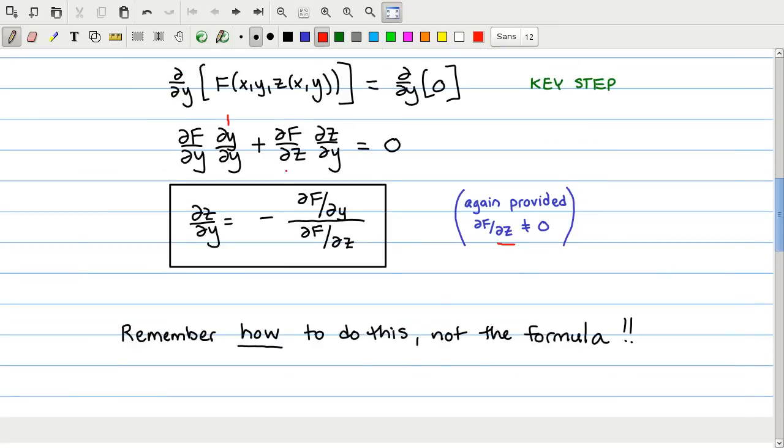Please do not remember these formulas, just remember how it was done. It is a waste of brain space to remember these formulas. If you know you want to take implicit derivatives with respect to y, just take the derivative with respect to y, and then you'll be able to solve for the derivative that you are seeking. So remember these two key steps, not this formula. This formula is too easy to misremember.